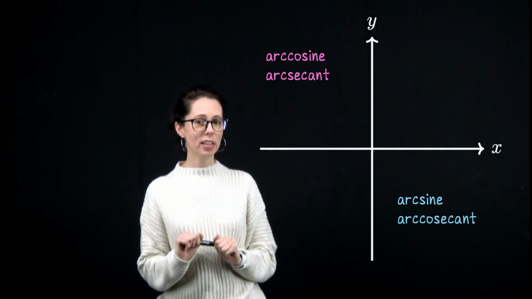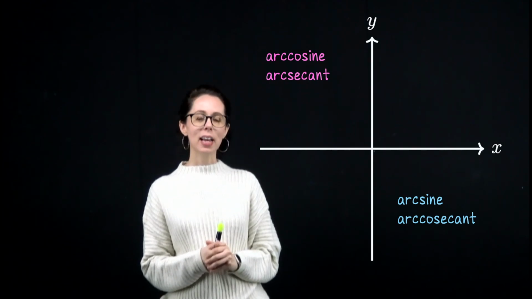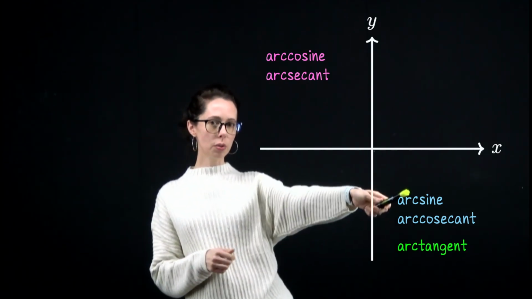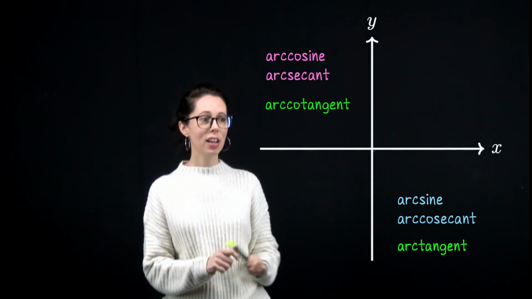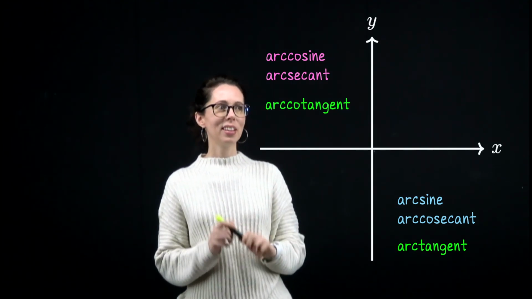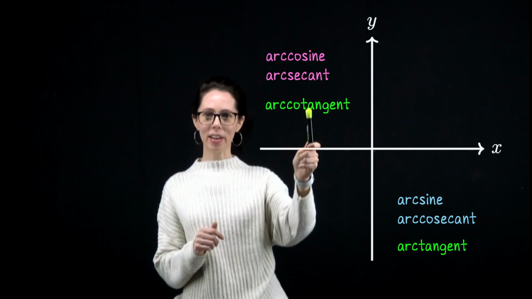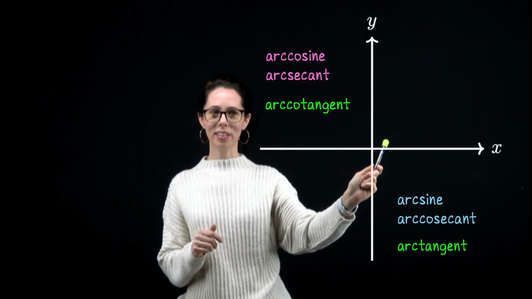What about tangent and cotangent, or rather the inverse functions for those? It's actually a little bit tricky. For arctangent, you are also down in the fourth quadrant. But for arccotangent, you're in the second quadrant. So to summarize, arccosine, arcsecant, arccotangent are here. Arcsine, arccosecant, arctangent are here.